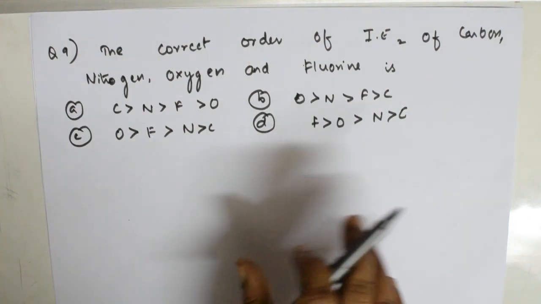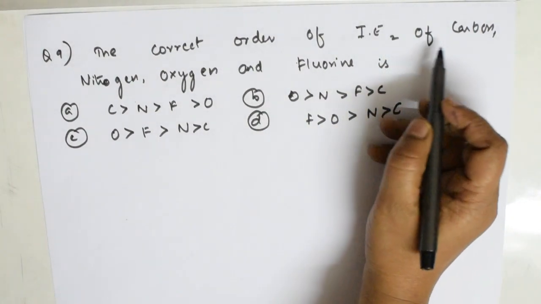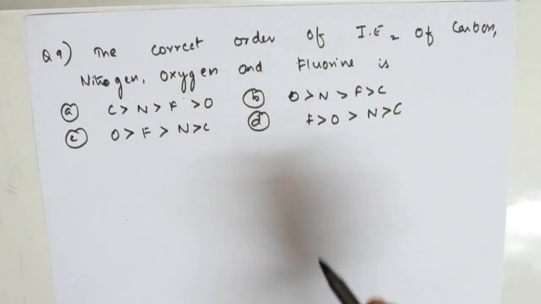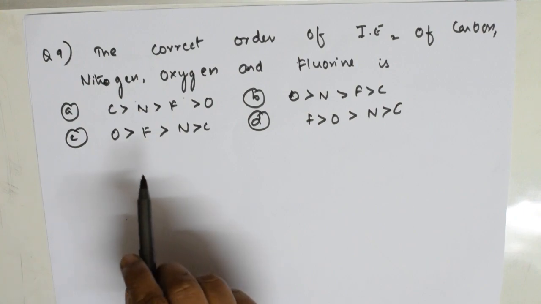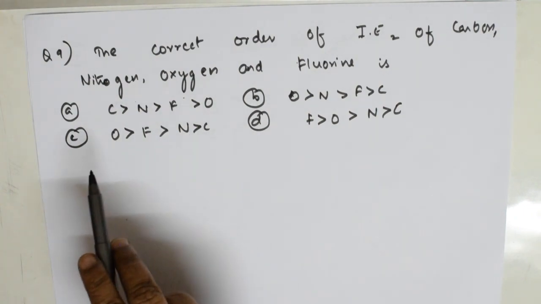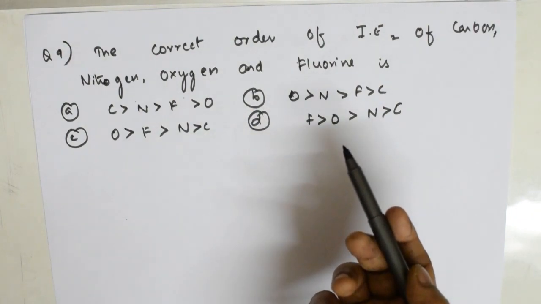So here, what is this question? Here basically the question is the correct order of IE2 of carbon, nitrogen, oxygen and fluorine. So basically I need to write the correct order of ionization energy 2. These are all neutral atoms, isn't it? Right. So if I have to do IE2, it means I have to take out one more electron.